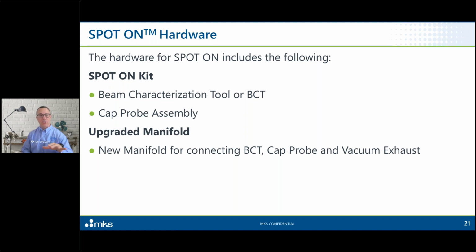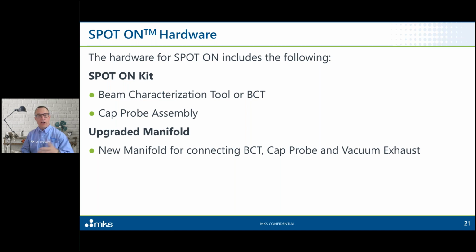So again, this actually could be run before processing every single panel, but there would be a hit to throughput doing that. So we recommend that Z height mapping, that's what the cap probe enables, is run just on the first panel of a given new lot.